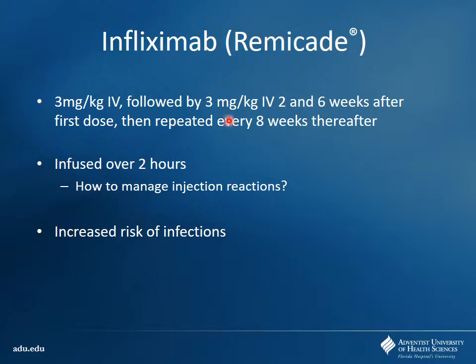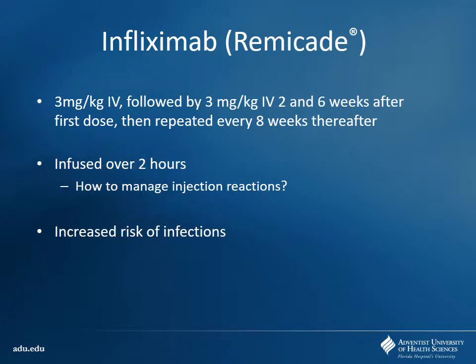So just to give you an example of how often this one would be given, you would give it at day 0, then at 2 and 6 weeks after the first dose, and then every 8 weeks. So once they get stabilized, it would be every 8 weeks they're having to come into the infusion center to have it infused, and then that's it. Versus taking a drug orally, which they could take at home potentially.